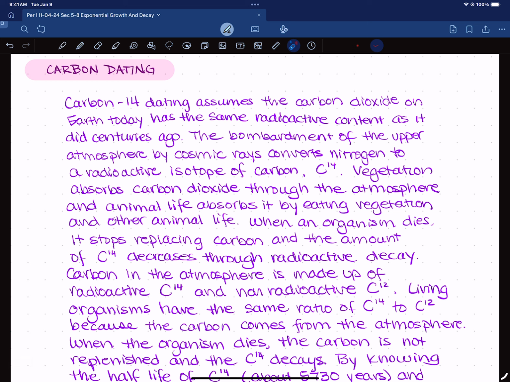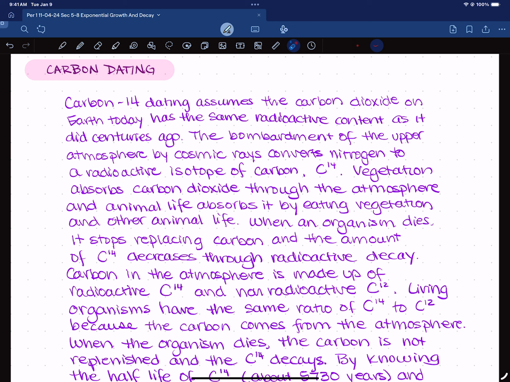All right, this video, there's not much to say that's not on the screen. So if you ever were wondering how carbon dating works, this is simplified down, the basic idea. Carbon dating assumes that the amount of carbon dioxide on Earth today is the same as that we had centuries ago, or thousands of years ago.